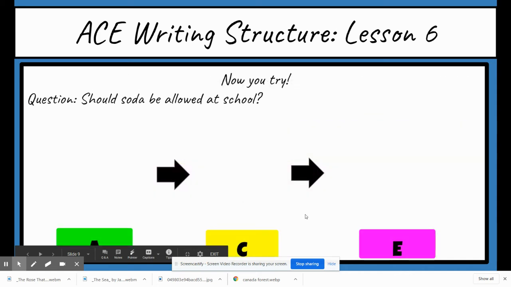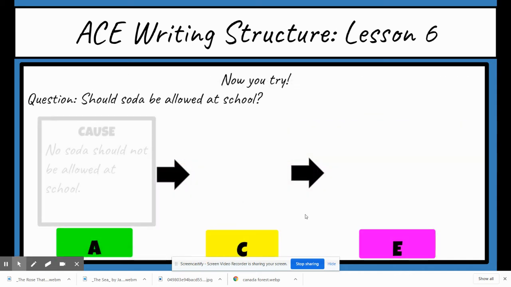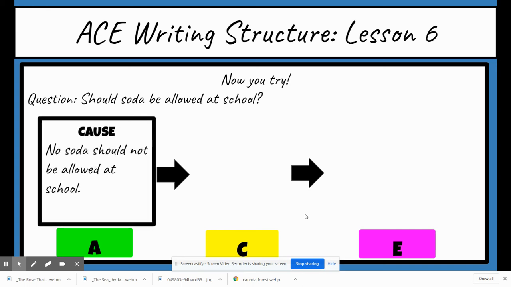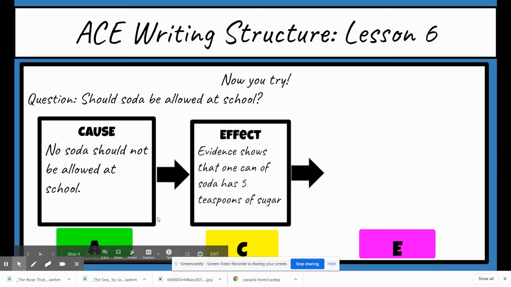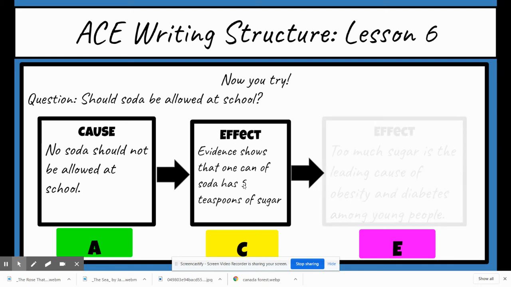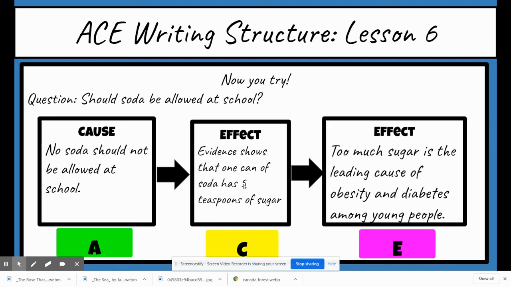Now we try it again. Should soda be allowed at school? Maybe you say, no, soda should not be allowed at school. So that goes into your cause box because it is your A. You can ask yourself, why is this important? Well, it's important because evidence shows that one can of soda has five teaspoons of sugar. Now, why is this information important? What could be the result of drinking so much soda and so much sugar? Too much sugar is the leading cause of obesity and diabetes among young people.